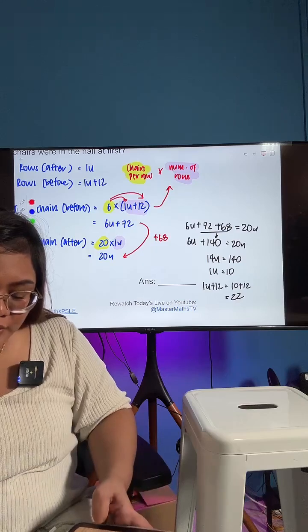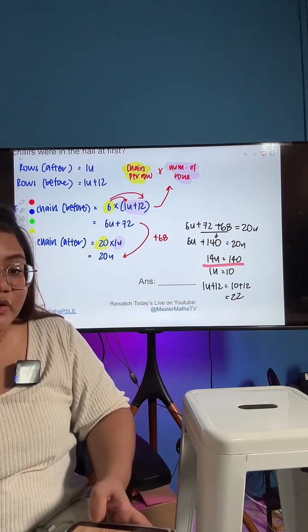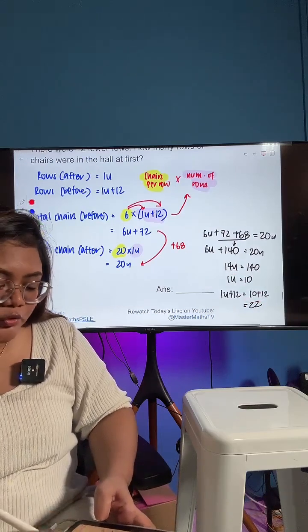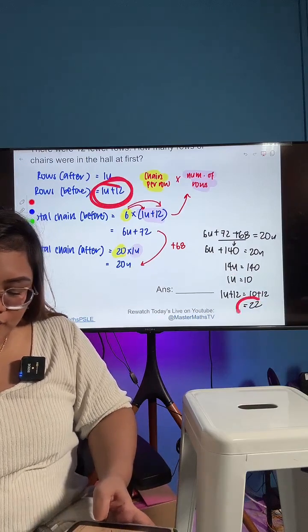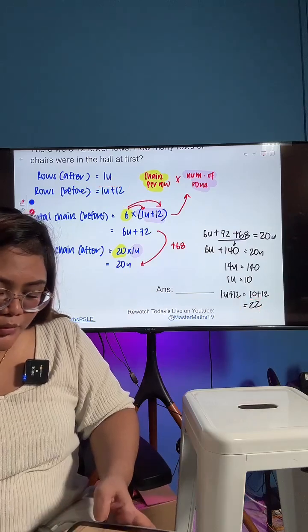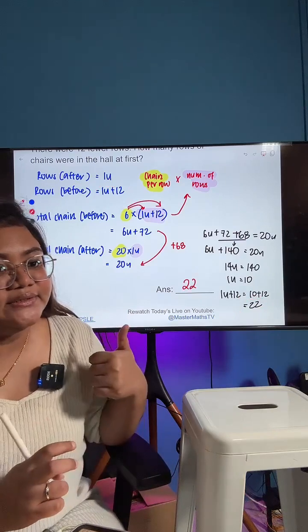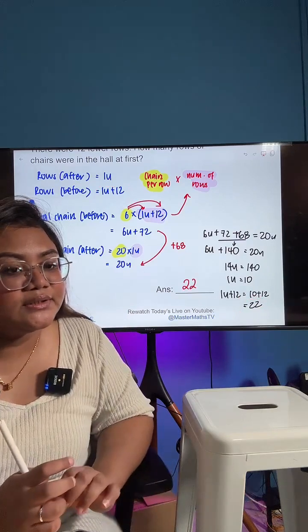Then from here, you can go on to find 14 units is 140. 1 unit is 10. 1 unit plus 12, that's the rows before, to give you 22. So your answer will be 22. Got it? Everybody understand? Okay.